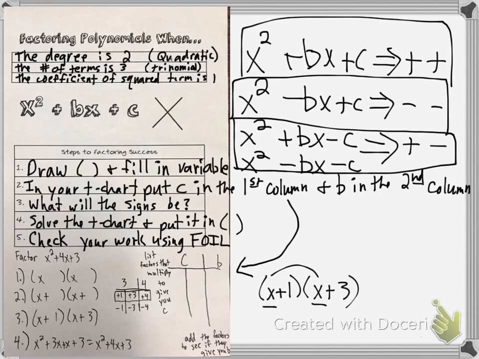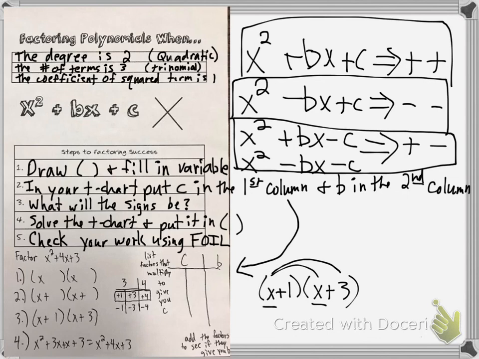Everyone okay with that? If you're looking at this as a whole, does everyone see how there's an outer part of the parentheses and an inner part? So for O, I multiply the outer parts, which is X and 3, correct? What's X times 3?